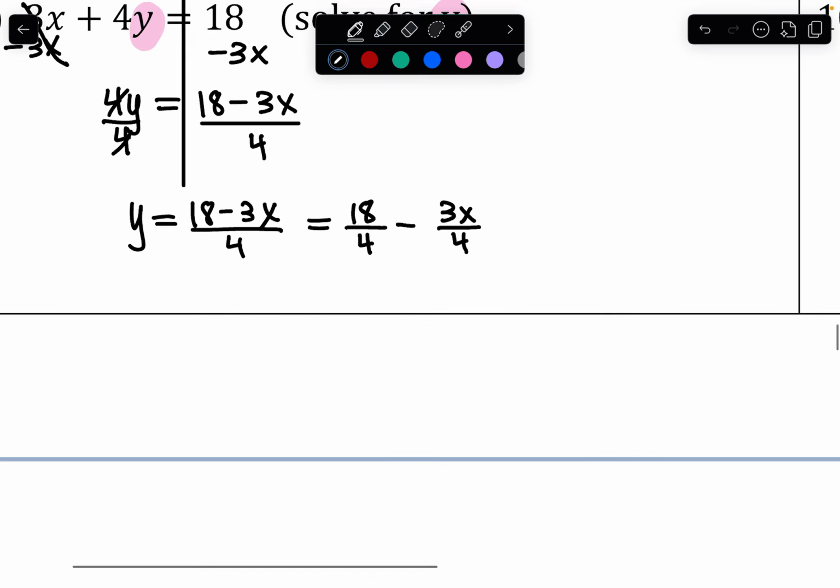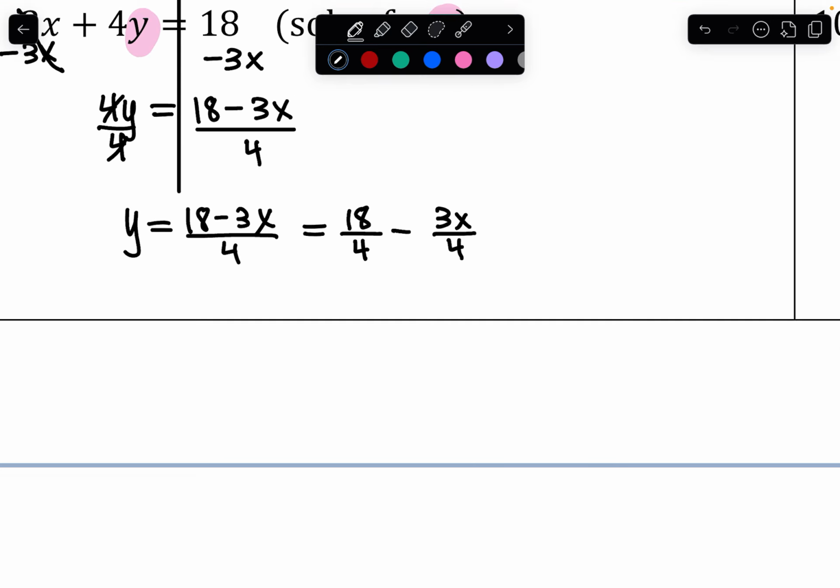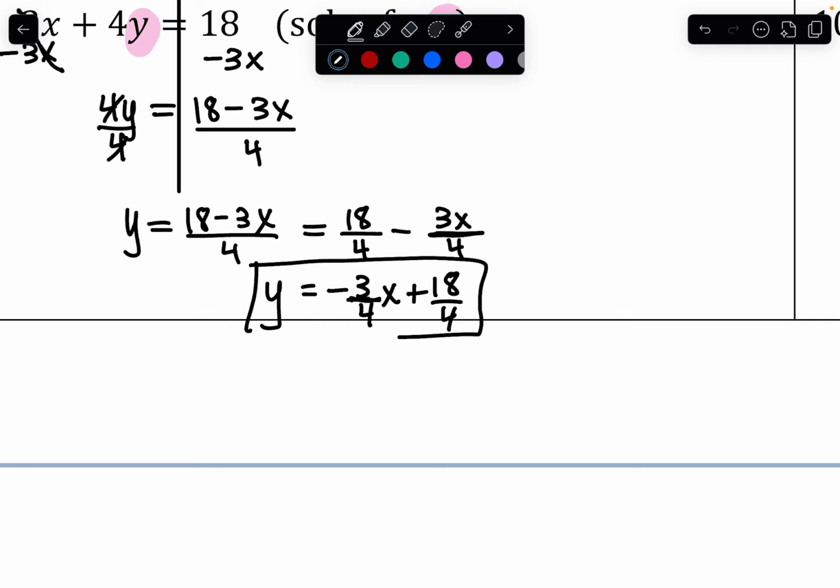And then we usually put the x term first. So I'm going to put the negative 3/4 x, which is the same thing as 3x over 4. The x doesn't have to be in the numerator. He can be outside the fraction. And then we would put the plus 18/4. This is called slope-intercept form. And that's going to be our ideal answer. For the sake of this lesson, this would also be correct.